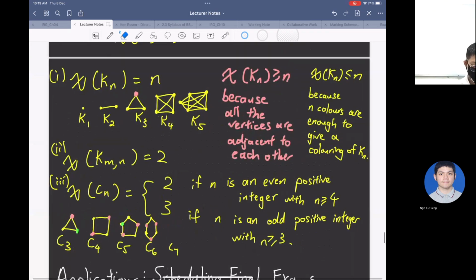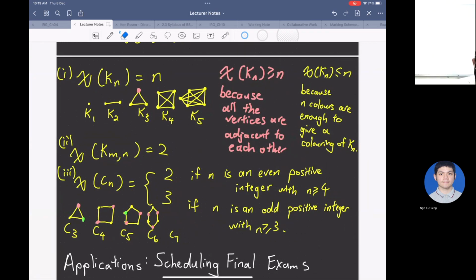So there are a few chromatic numbers that you can find. For example, if you look at the complete graph, which means you have n vertices and all the vertices are joined by an edge. These are examples of complete graphs. And then the claim is the chromatic number of a complete graph is n, equal to the number of vertices.